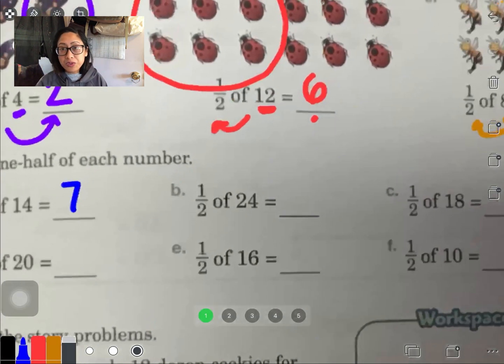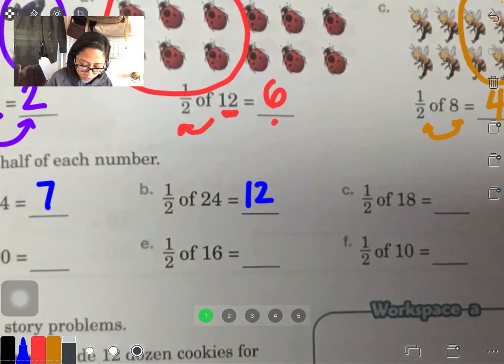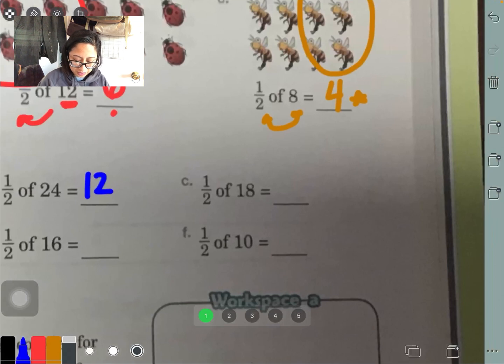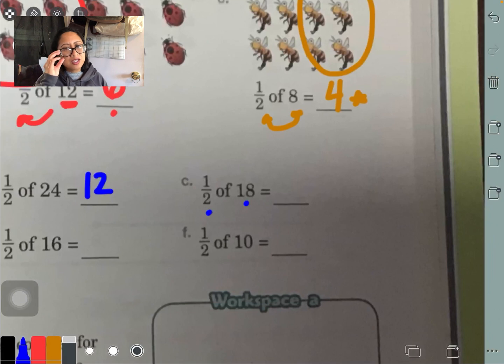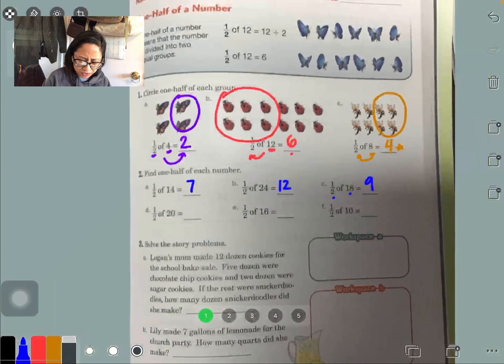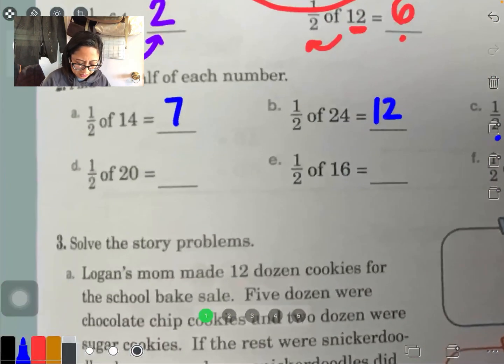Letter B, 24 divided by 2. So I'll use my fingers just to prove it to you. 2, 4, 6, 8, 10, 12, 14, 16, 18, 20, 22, 24. I held up 12 fingers. 24 divided by 2 is 12. Here, C, 1/2 of 18. 18 divided by 2, so I'm going to use my fingers again just in case you forgot what 18 divided by 2 is. 2, 4, 6, 8, 10, 12, 14, 16, 18. 9 fingers.